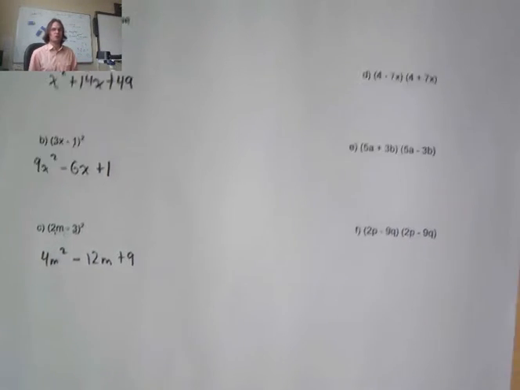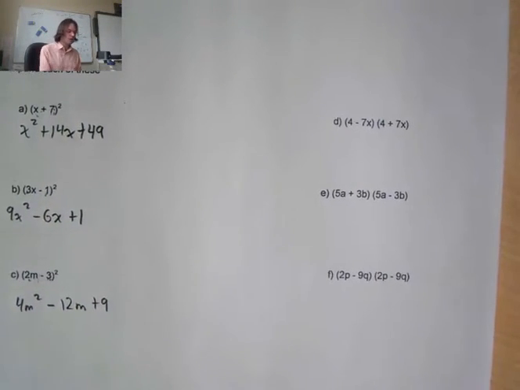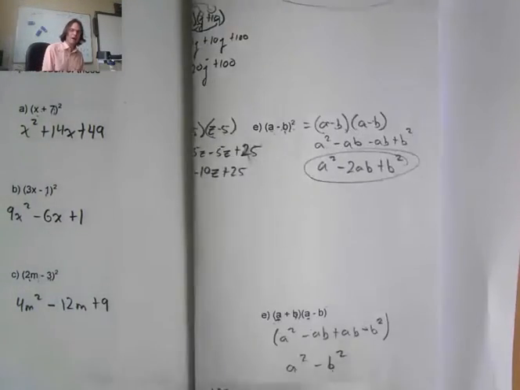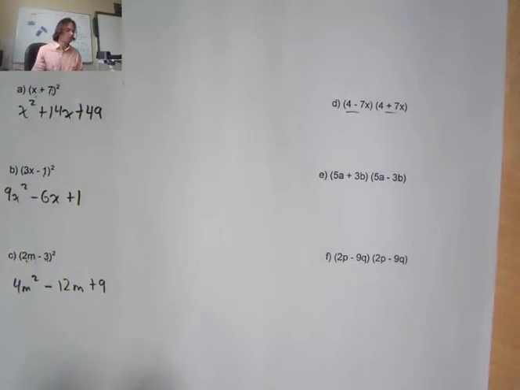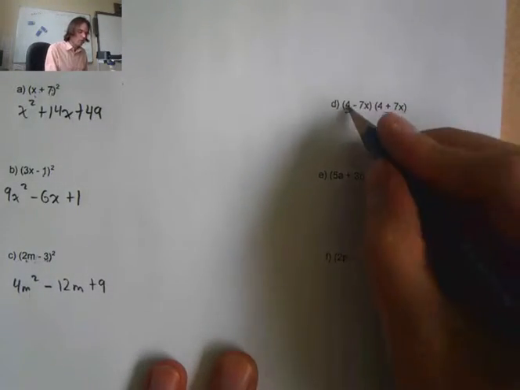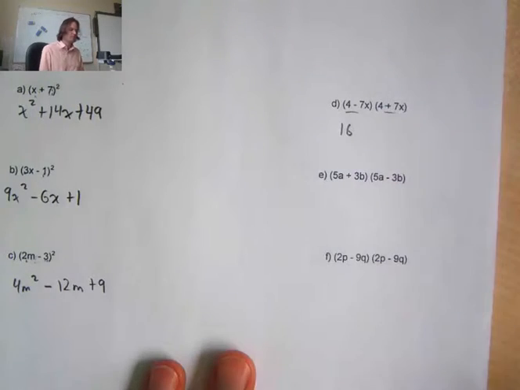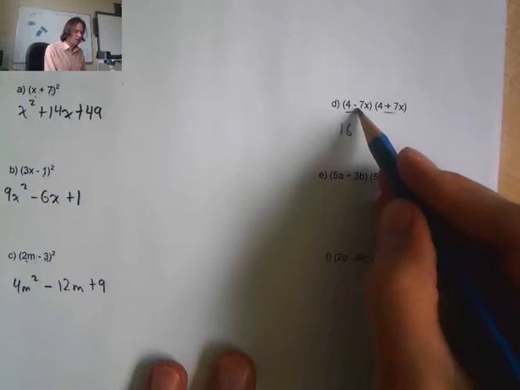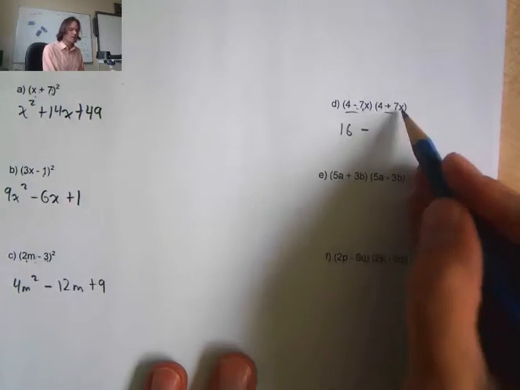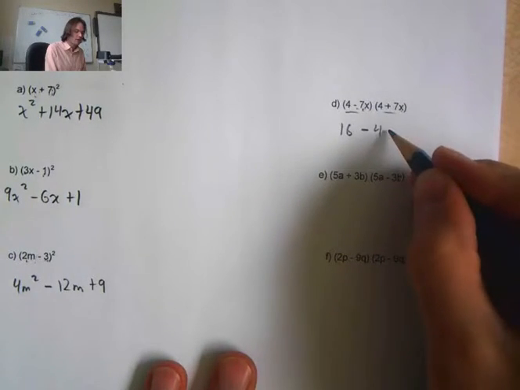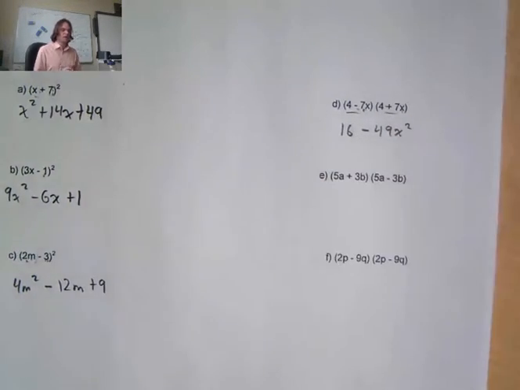All right, let's try the next one. Here, one's adding, one's subtracting. So I must use my last rule here that we kind of came up with. So let's try that one out. I go 4 times 4 is 16. Then I have to go this. Then I just square these last ones and I subtract, minus 49x squared. Okay?